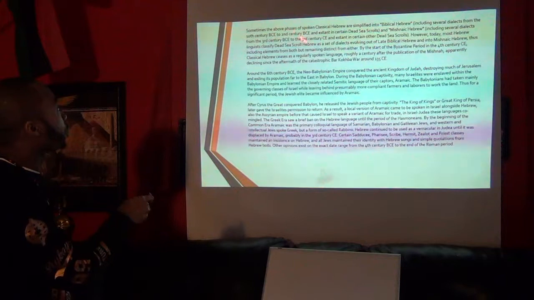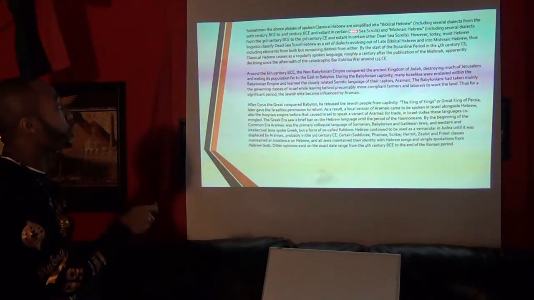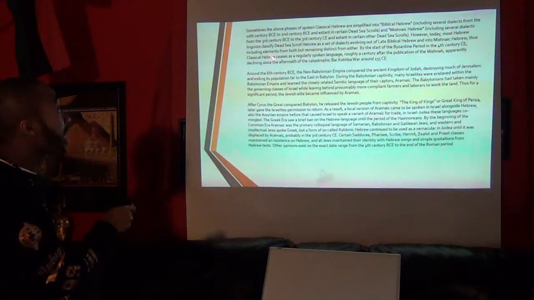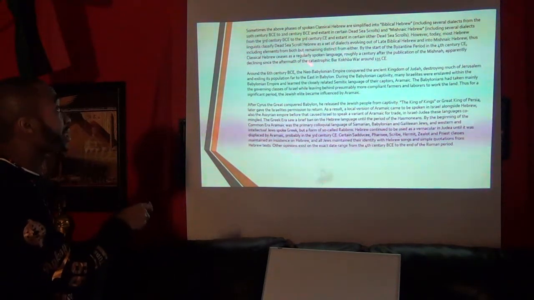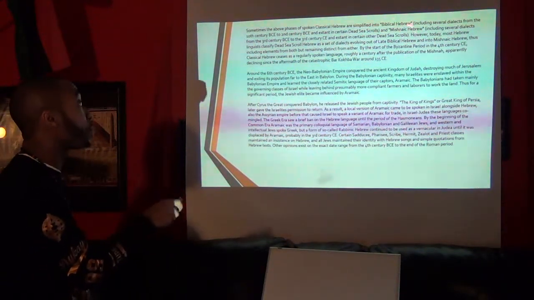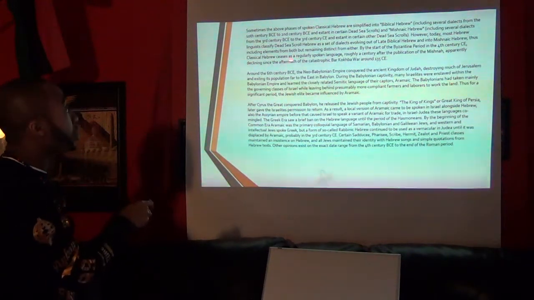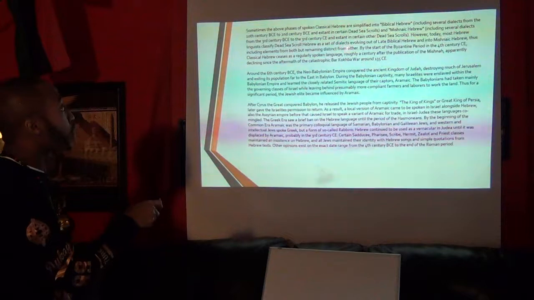Sometimes the above phases of spoken Classical Hebrew are simplified into Biblical Hebrew and Mishnaic Hebrew. However, today most Hebrew linguists classify Dead Sea Scroll Hebrew as a set of dialects evolving out of Late Biblical Hebrew and into Mishnaic Hebrew, thus including elements from both but remaining distinct from each other.